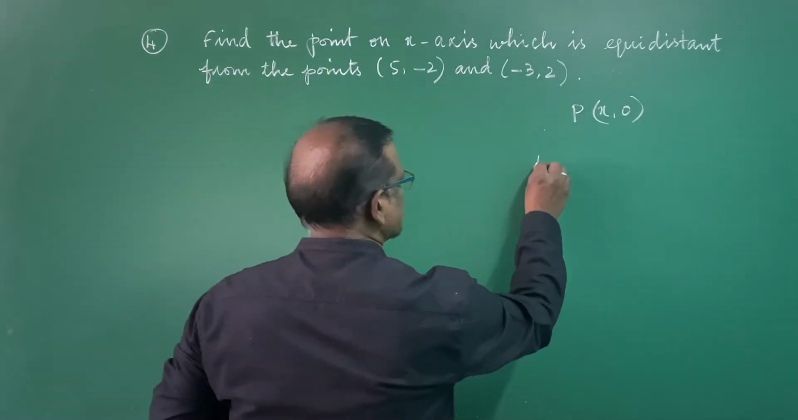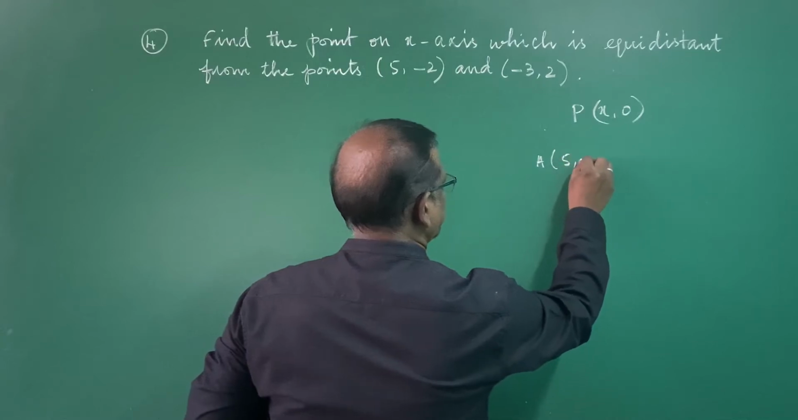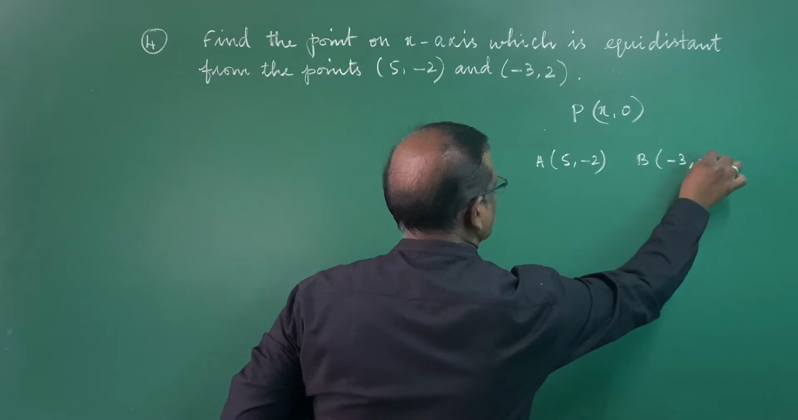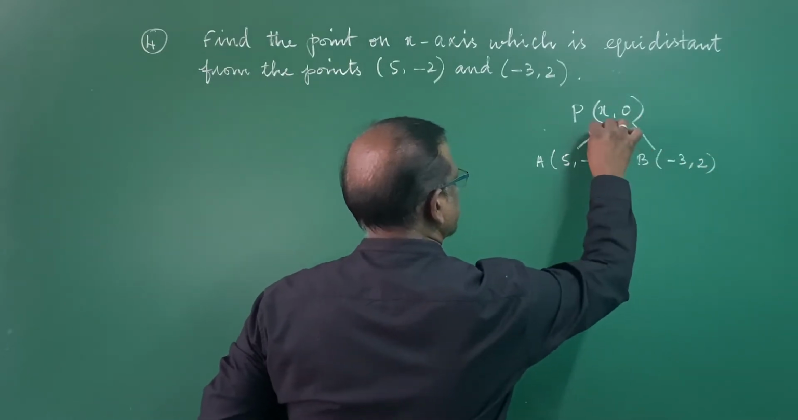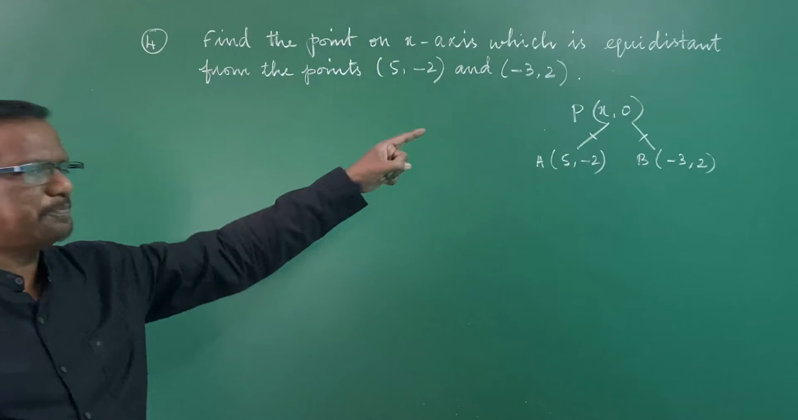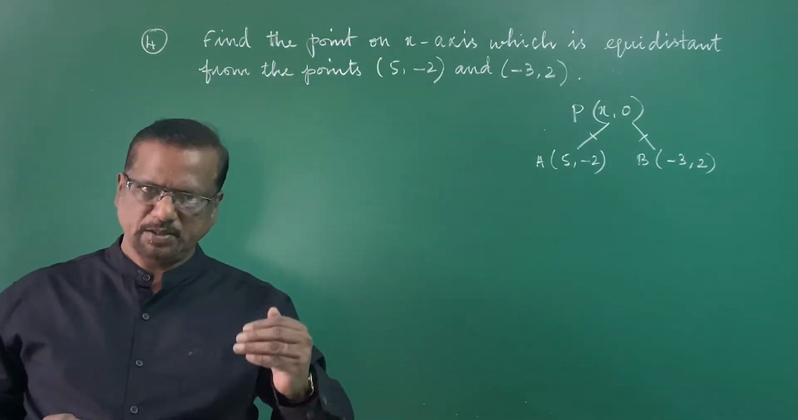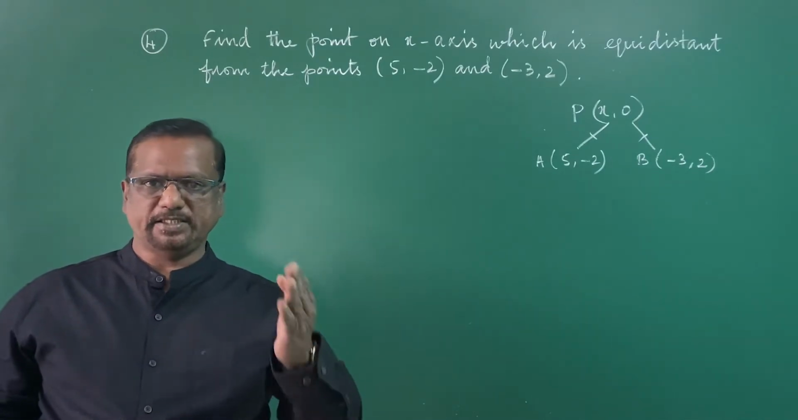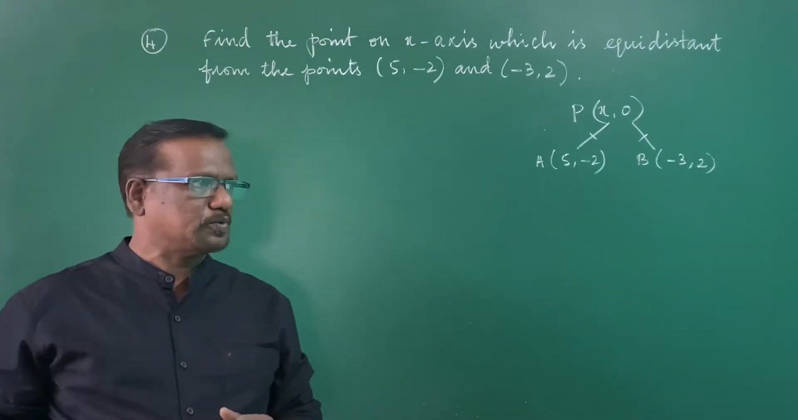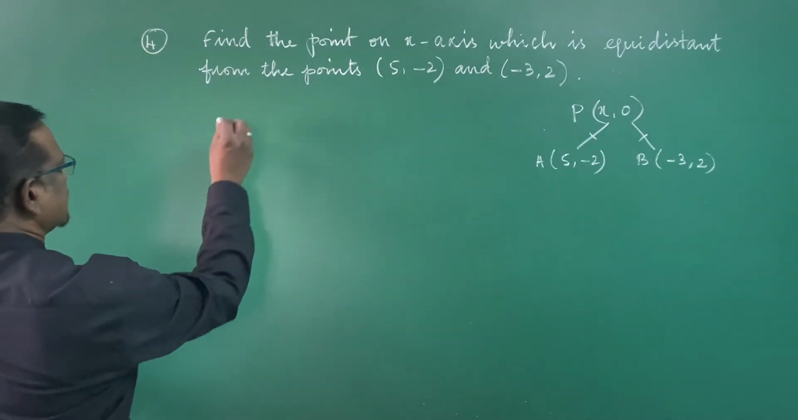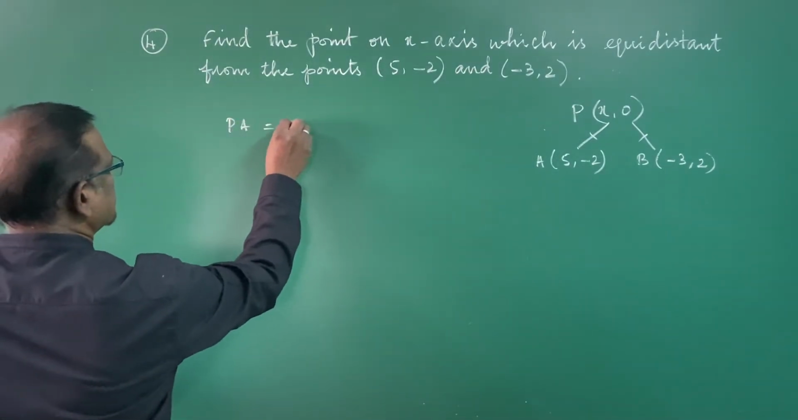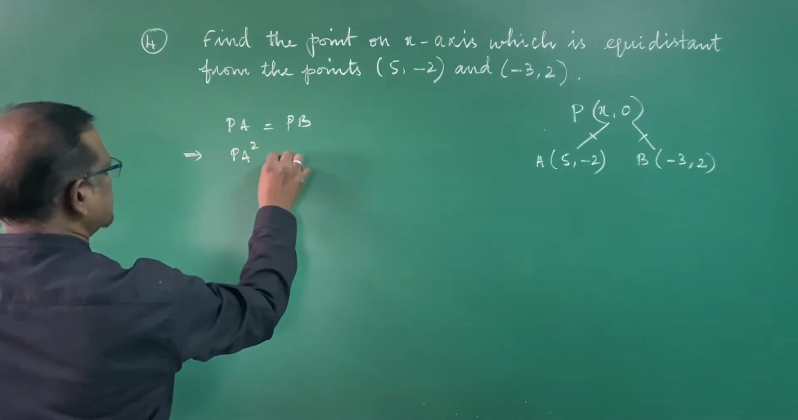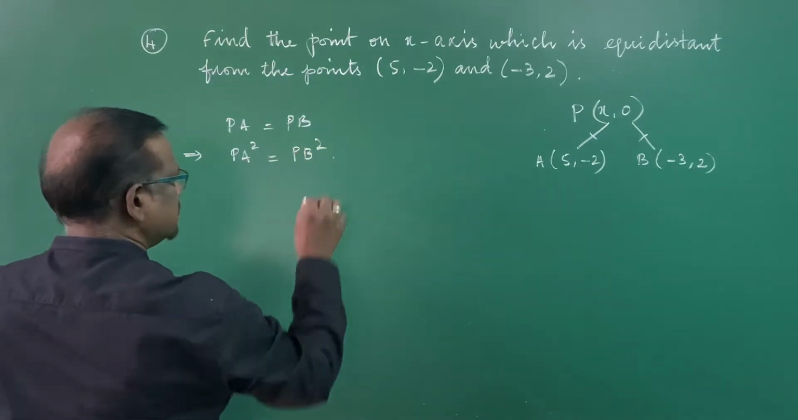Now we have 2 other points, A (5, minus 2) and B (minus 3, 2), which are equidistant from the point on x-axis. In other words, PA is equal to PB. In other words, PA square is equal to PB square. Let us proceed. So PA is equal to PB, which implies PA square is equal to PB square.